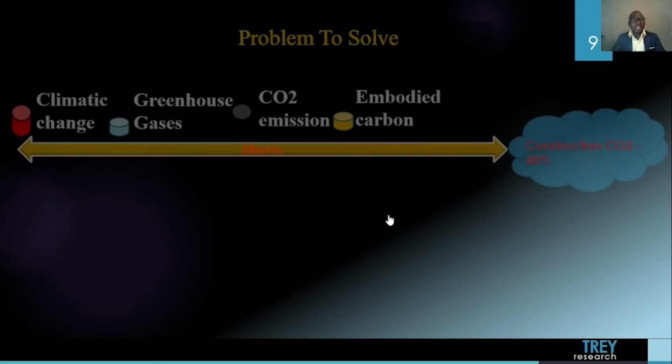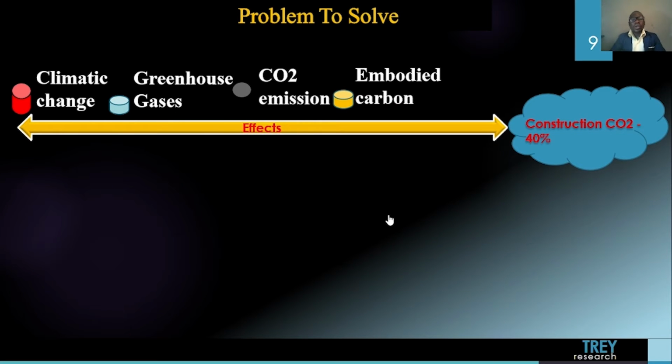Now, problem to solve. Study shows that each year 6.13 billion square meters of buildings are constructed yearly. The embodied carbon emission of this construction is approximately 3,729 million, according to Architecture 2030. Now, concrete, steel, and finishes contribute roughly 75% of total embodied carbon in construction. How can we solve this problem?